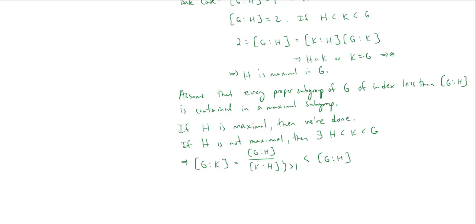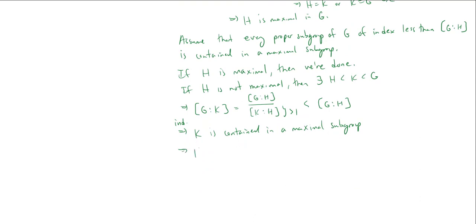But every proper subgroup of G whose index is less than the index of H in G is contained in a maximal subgroup. So this implies that K is contained in a maximal subgroup. This is by induction. Oh, but H is contained in K, so H is contained in a maximal subgroup. And that finishes the proof. If H was maximal, we're done. If H is not maximal, we proved it's contained in a maximal subgroup by induction.